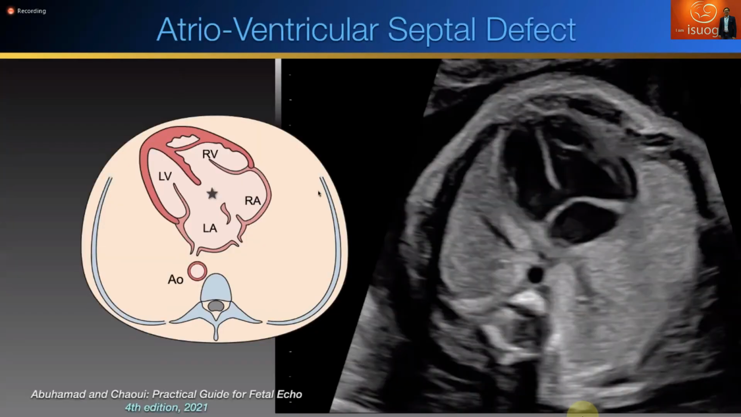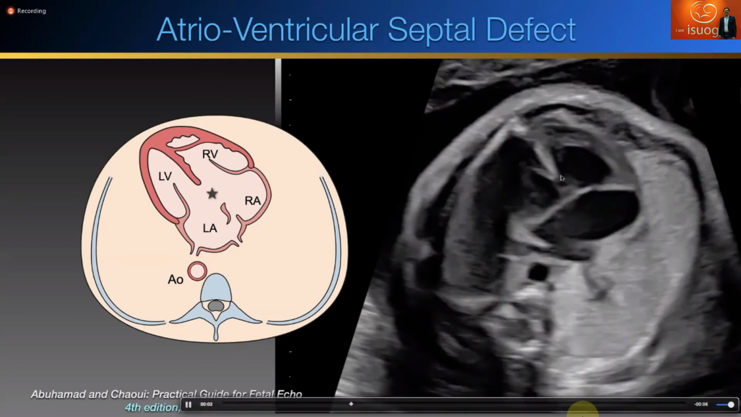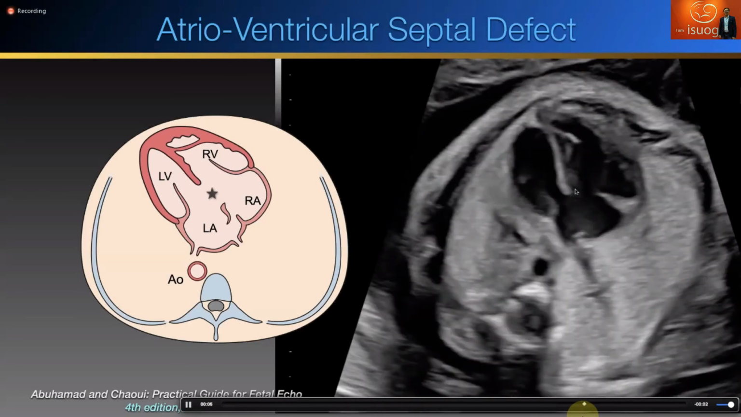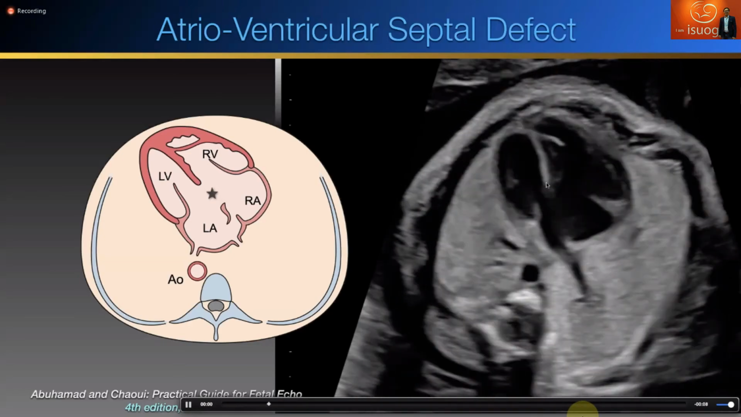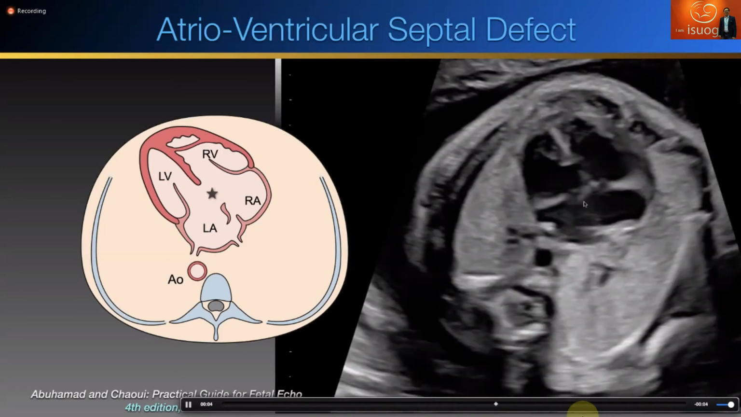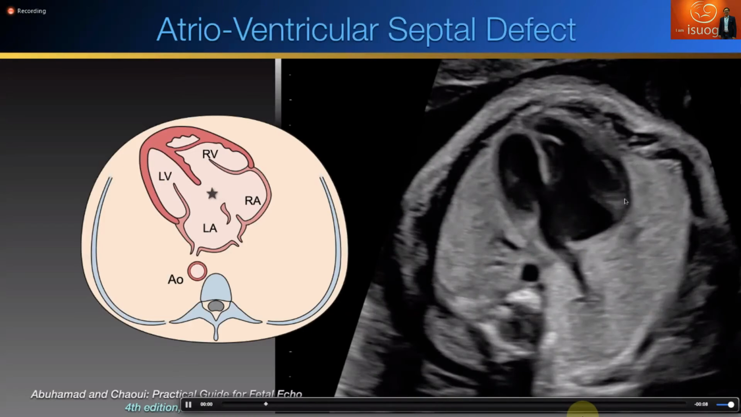Now let's move to the more complex one, which is atrioventricular septal defect. You see in the AVSD, or AV canal or endocardial cushion defect, it's a combination of an inlet VSD, an atrial septal defect of the septum primum, and the valve, when it's closing, looks like it is at the same level.